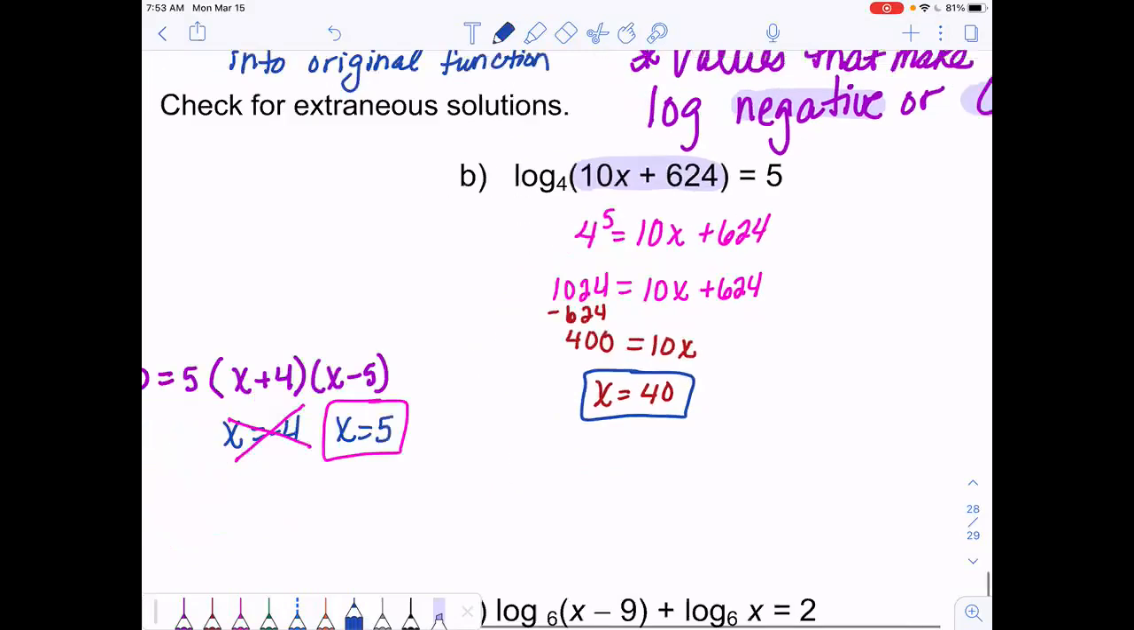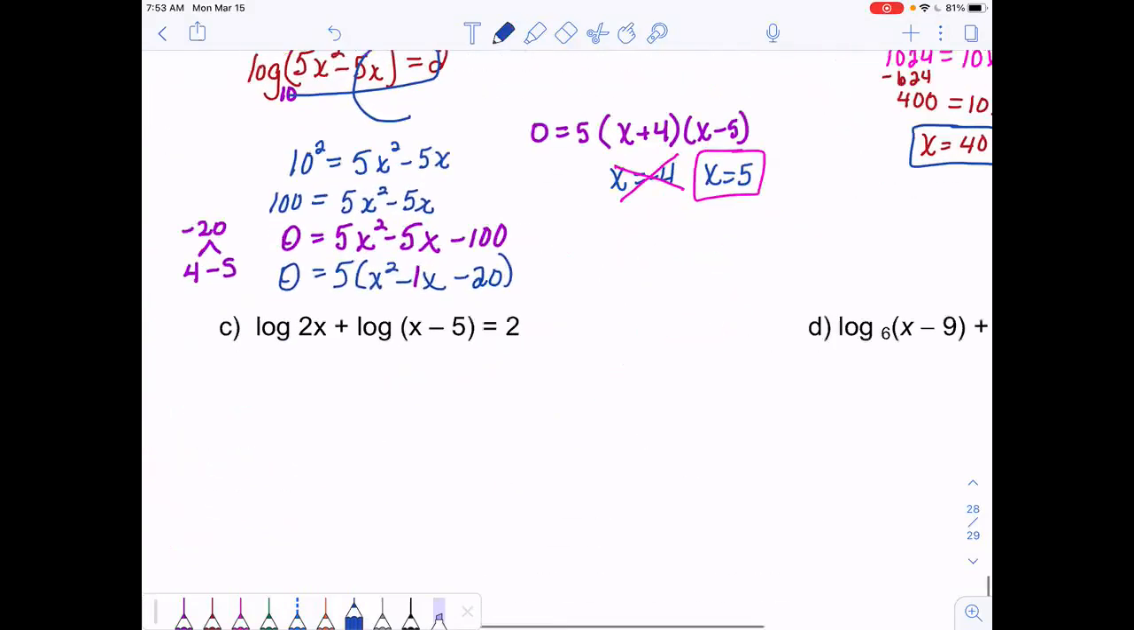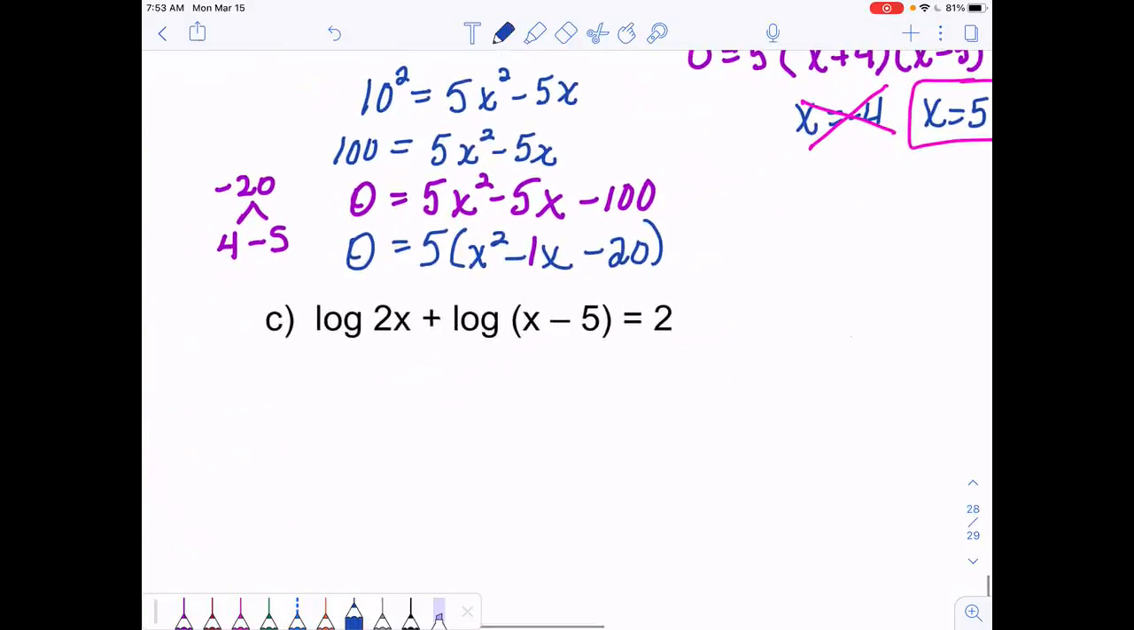So there are two more on here with condensing these logs. Anytime you have multiple logs, you've got to condense them into one. They must be condensed in order for us to then change it to exponential form. So we would have the log of 2x times x minus 5 equals 2. So condense first. And then if you want to in the same step, that's fine.